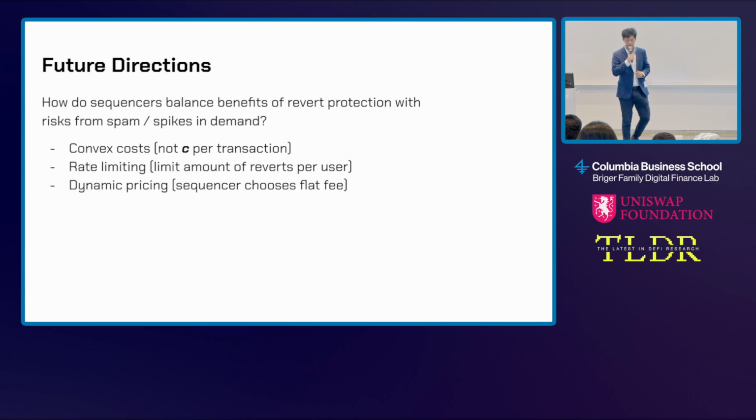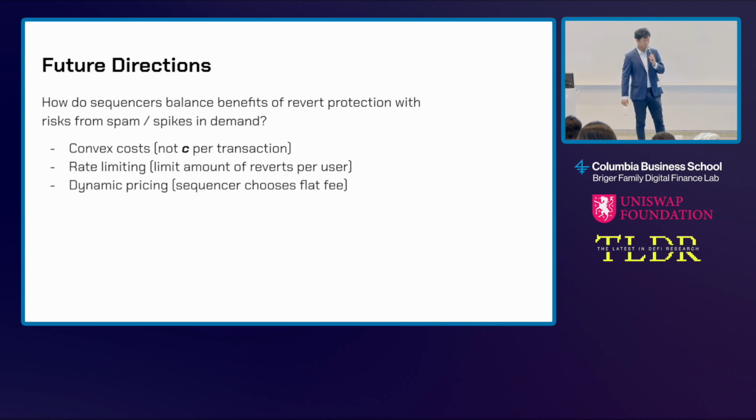Now, looking into some future directions, the main question associated with implementing revert protection is: how do sequencers balance the benefits of this with the risks from mempool spam or spikes in demand, where you have a lot of transactions in the mempool in a short amount of time? For example, when prices are very volatile.